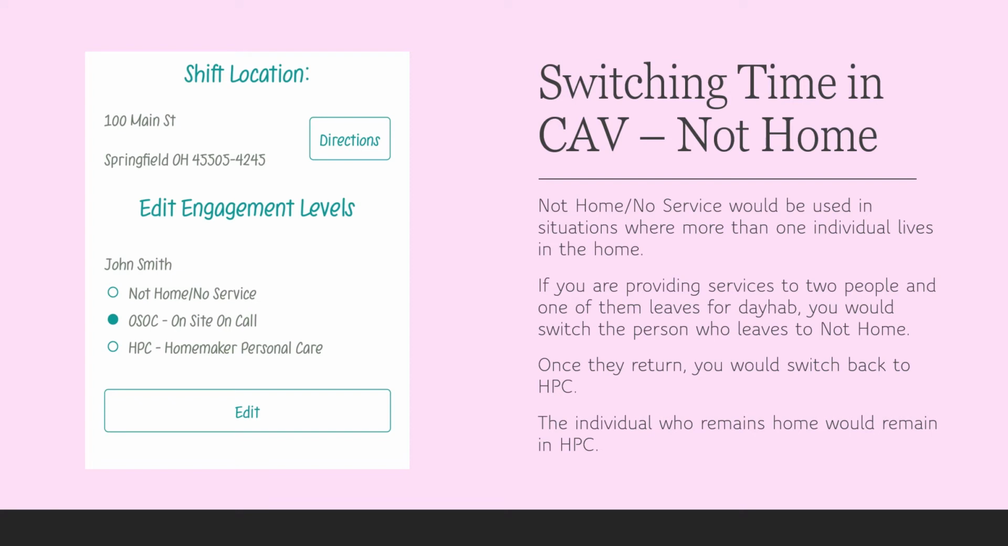So for people who are not home. Not home or no service would be used in situations where more than one individual lives in the home. So if you're providing services to two people and one of them leaves for dayhab, you would switch the person who leaves to not home while they're gone. Once they return, you would switch back to HPC. The individual who remains home would remain in HPC the entire time.